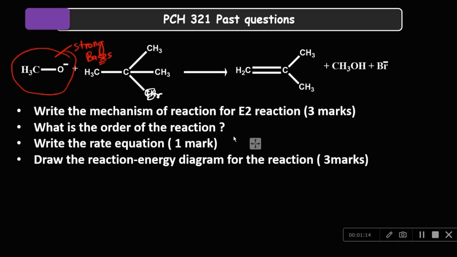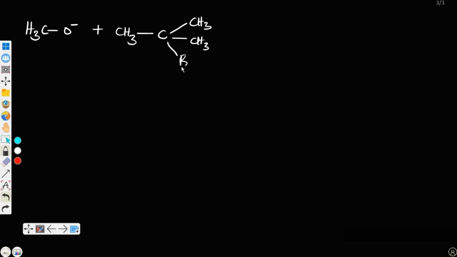Now, how do we write the mechanism of reaction for this? Firstly, I'm going to take them here and then show you how to do that. The reaction says H3C, O negative, plus then we have CH3, we have C, here is CH3, and then here we have CH3, and then here we have Br. And we are asked to write the mechanism of reaction for this reaction.